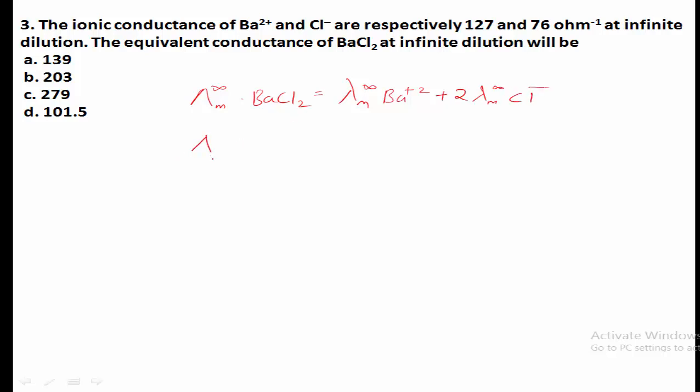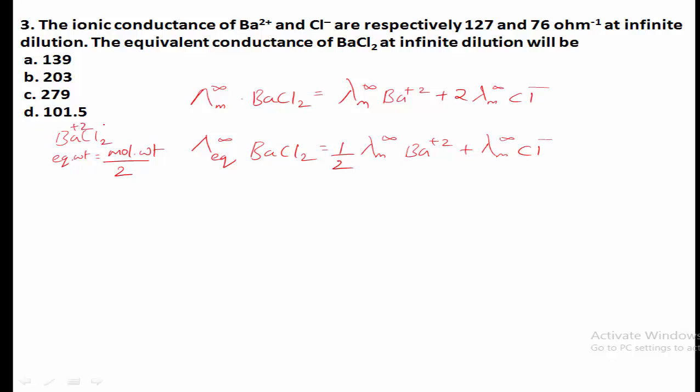In a similar manner, since they have asked you to find the equivalent conductance at infinite dilution, it is given for BaCl2 as half lambda m infinity Ba2+ plus lambda m infinity Cl-. Here half is taken because the equivalent weight of BaCl2 can be calculated by molecular weight divided by 2, because in BaCl2 the charge is plus 2, and hence half lambda m infinity Ba2+ is taken, since we divide the molecular weight by 2.